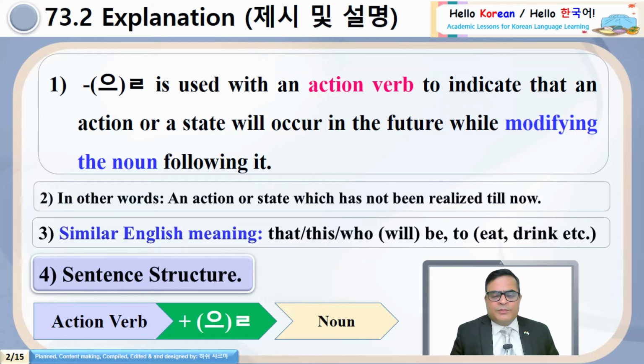Sentence structure, very important part. See, with the action verb, we have to add the -ul grammar without any space. Then there must be a space, and after the space, there must be a noun. So this sentence structure we have to keep to make grammatically correct sentences.